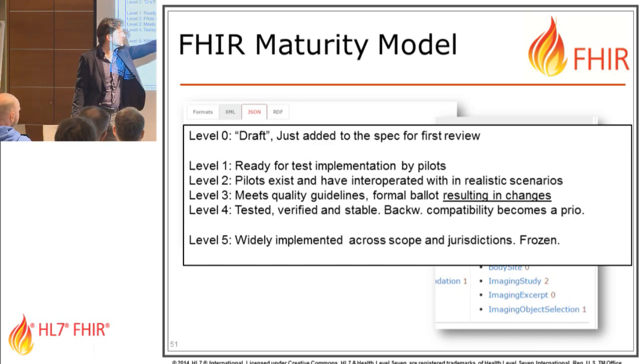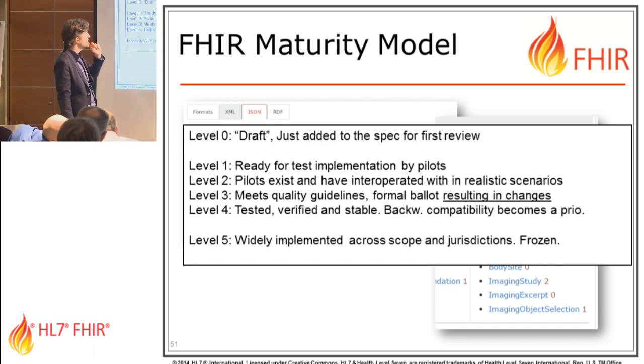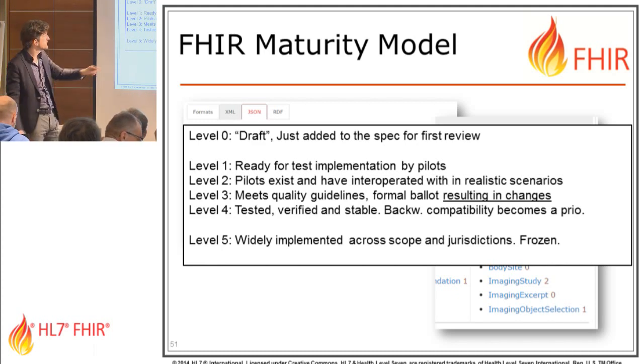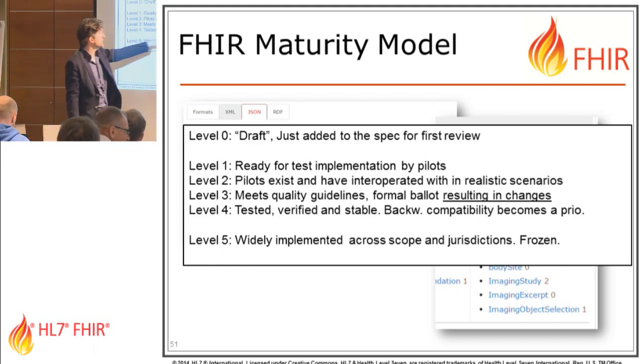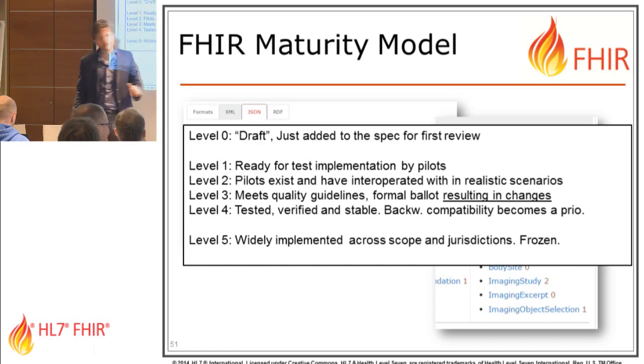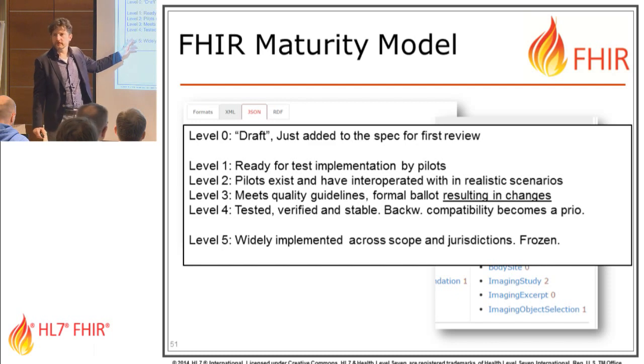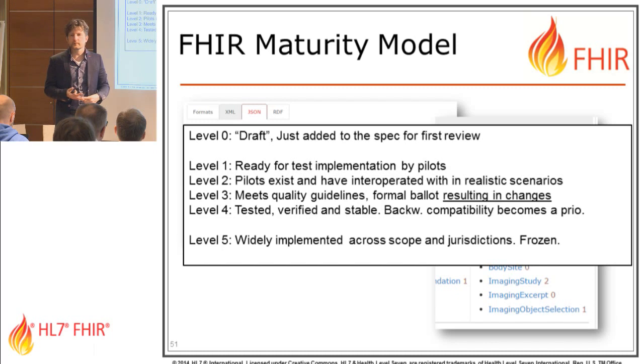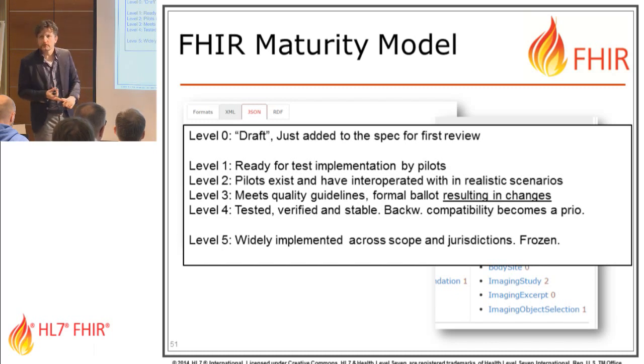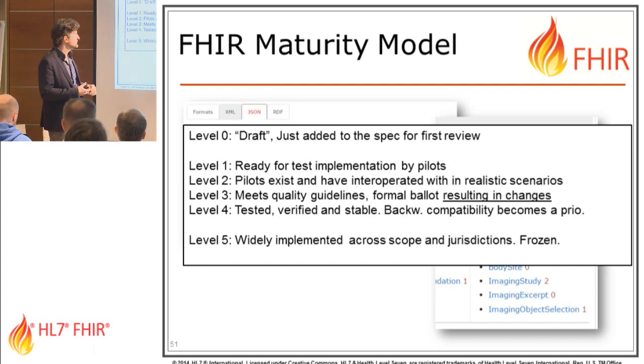So we require people to have feedback before resources move on in level. And then level 4 and 5. Tested, verified, and stable. Backwards compatibility becomes a priority. From level 4 on, we don't just want to change things. Level 4, we still will change things, but we will use chat.fhir.org, we will use the mailing list, we'll use anything in our power to solicit feedback before we do a change. And level 5, it's so widely implemented that we could consider it frozen.